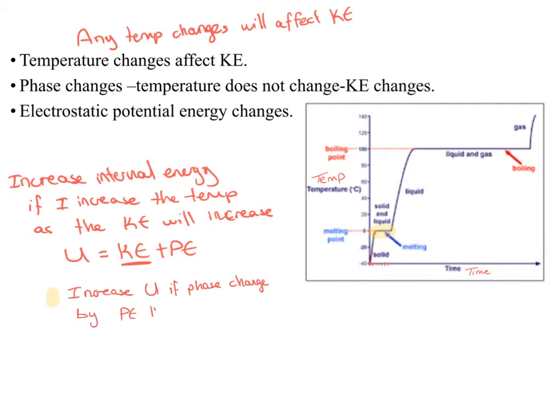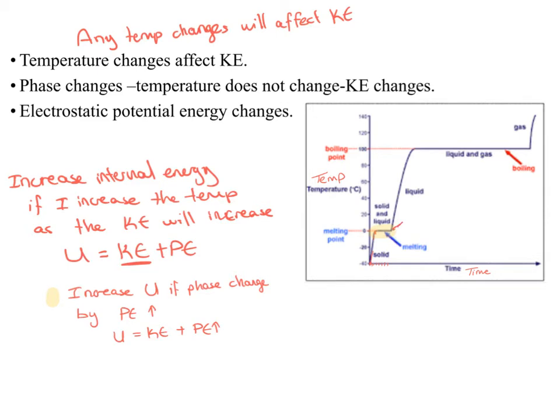by potential energy increasing. So now what you have is constant kinetic energy, but an increase in the potential energy. So the internal energy is constantly increasing, but when you have a phase change, the potential energy increases, whereas the kinetic energy stops increasing.